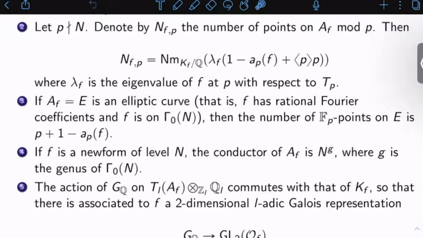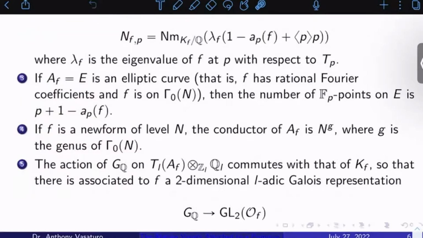Okay. So number 3, which you can just get from number 2: if A_F equals E is an elliptic curve, that is, if F has rational Fourier coefficients and F is associated to Gamma_0(N), as per the above result, then the number of F_p points on E, so the number of points on the reduction of E mod p, is just p plus 1 minus a_p(F). Okay, very simple formula in the case A_F is an elliptic curve.